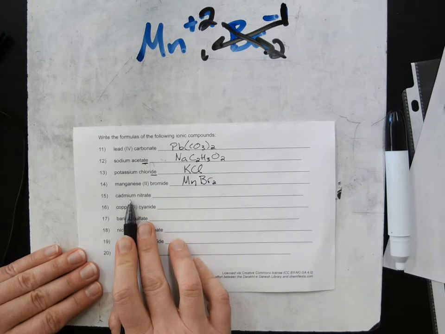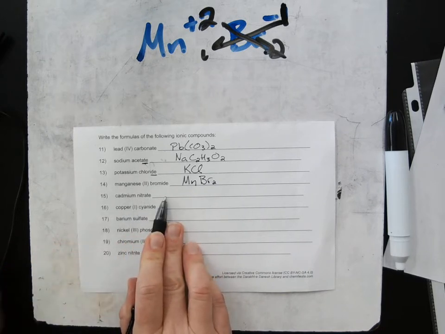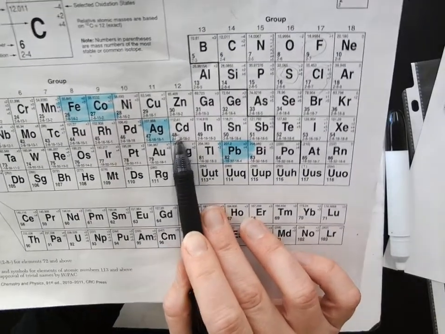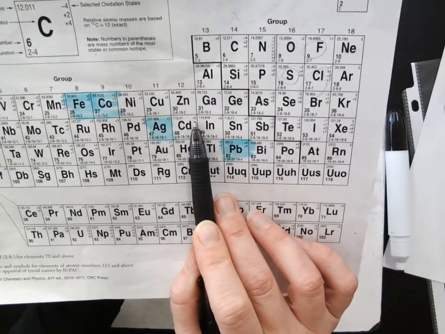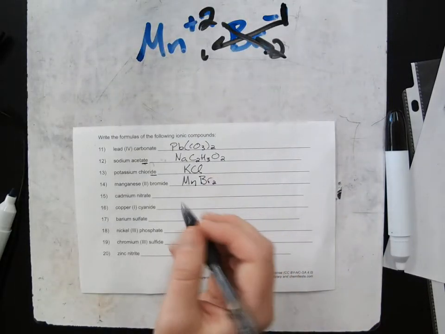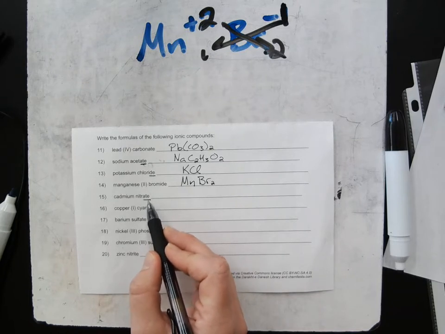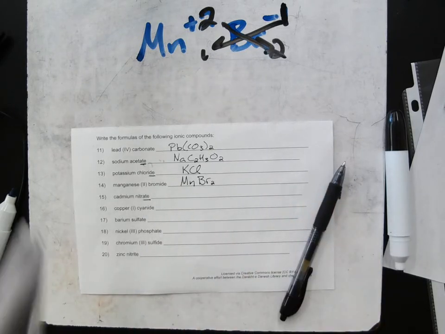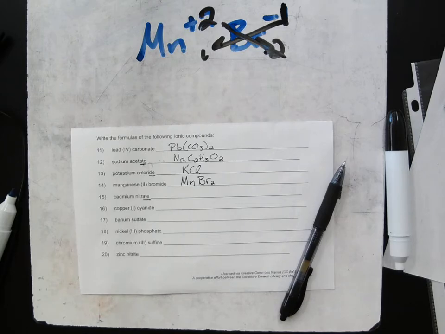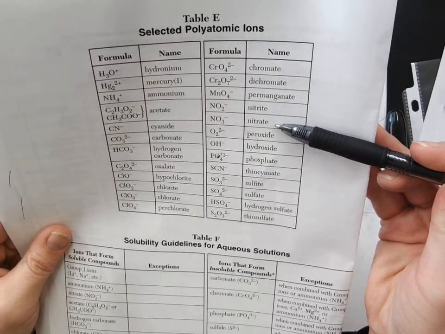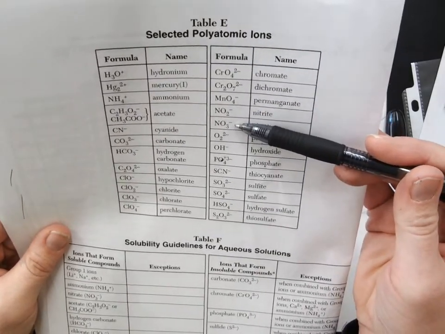Okay, cadmium nitrate. Ooh. Wow, okay. If you go looking for it, this is cadmium, Cd, with a positive 2 charge. But nitrate, that's a different ending. So we must be on table E, NO3 minus.